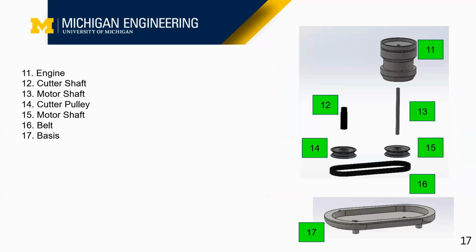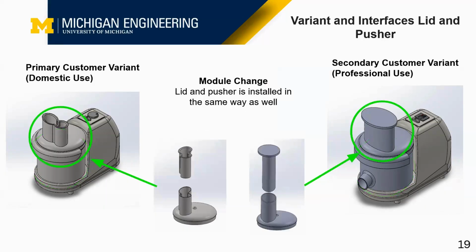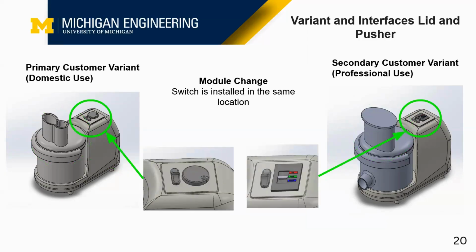And here, the engine, the general core motorized parts, will remain the same. In terms of variants and interfaces, the bowl will be installed the same way using the pin connector for both variants. And similarly, the lid and pusher are installed the same way as well, just that the opening is different. And finally, the speed switch is installed in the same location. Even though it works a little differently, it'll still be installed in more or less the same way.